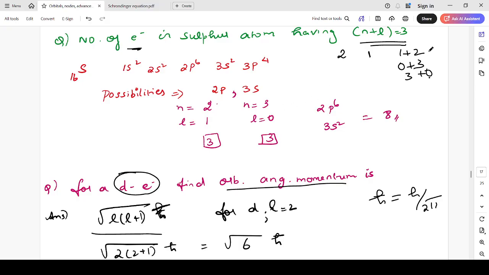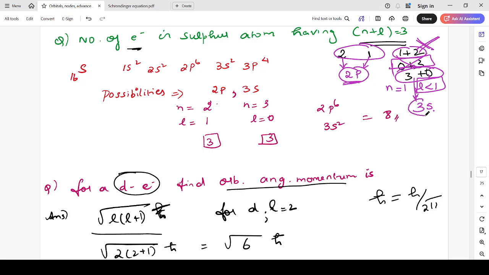So I am finding out among them which are the good possibilities here. 1 plus 2 is not at all possible because if n is 1, l should definitely be less than 1. Similarly, this combination is also not possible. So the two combinations that are possible are n=2, l=1 and n=3, l=0. 2 comma 1 says it is 2P, and 3 comma 0 says it is 3S. So two possibilities, 2P and 3S.